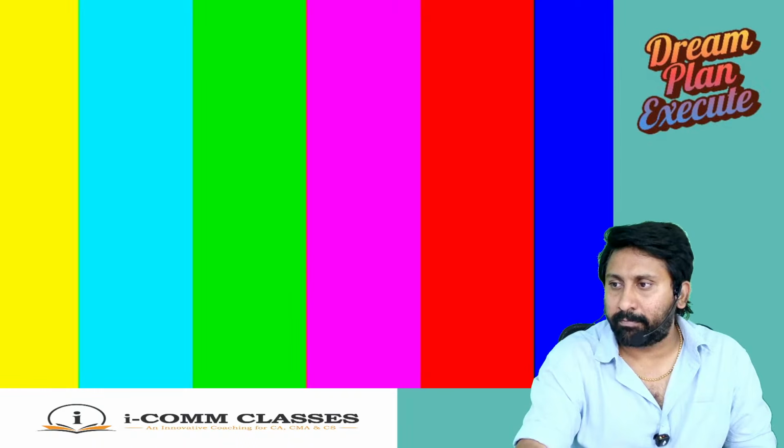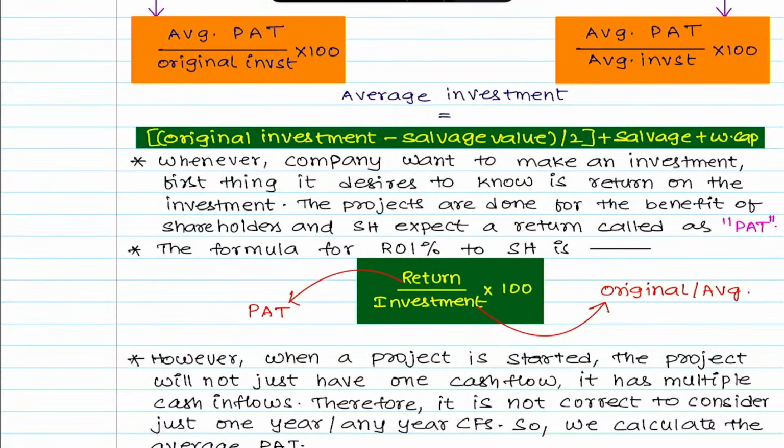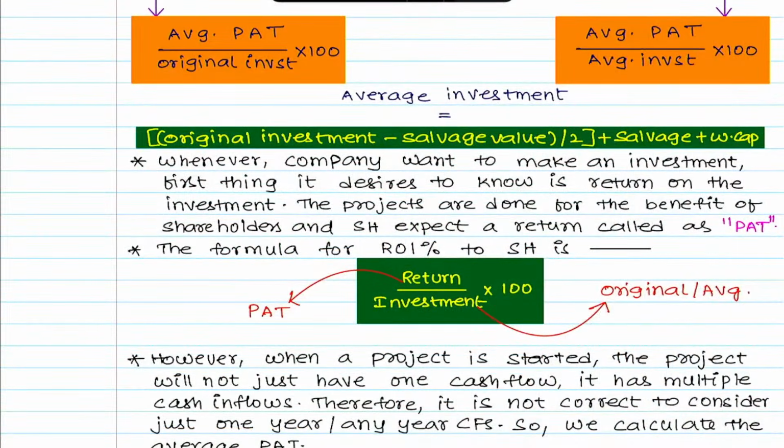Next, write down: ARR formula. Branch it into two.